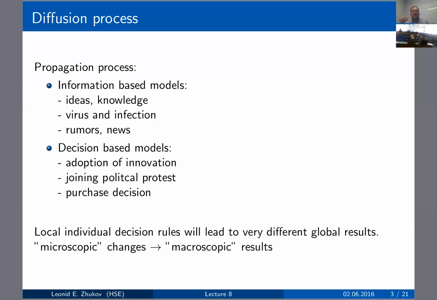And surprisingly, this local behavior can cause very significant changes in the global picture. It's one of those things where microscopic changes lead to macroscopic results, and sometimes quite unpredictable ones, as we have seen with the Arab Spring, for example.